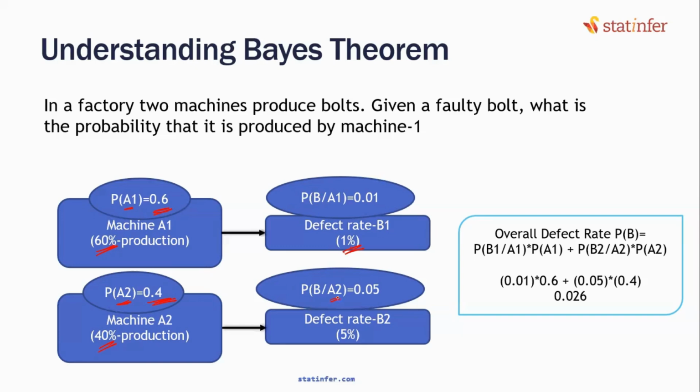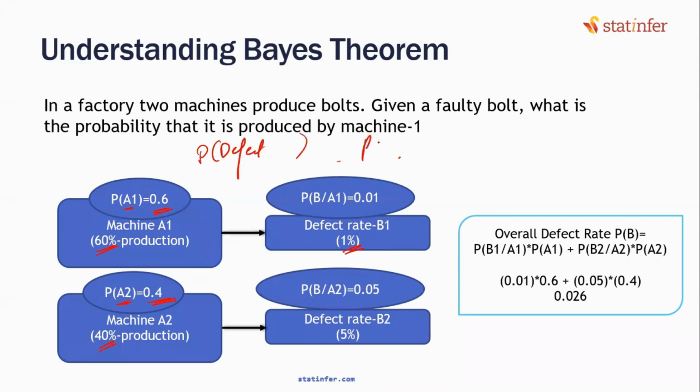Machine A2, again defect is denoted by B, has a 5% defect rate. So in probabilistic terms, you will say probability of B given A1. Given A1, the probability is 1%. Given the machine is A2, does the probability change? Tell me. Probability of defect given the machine is A1. Probability of defect.